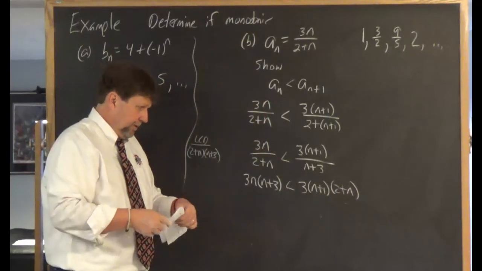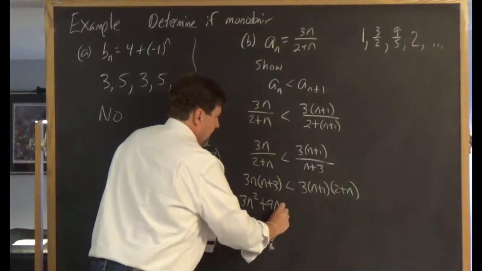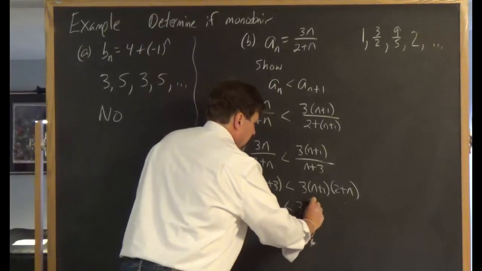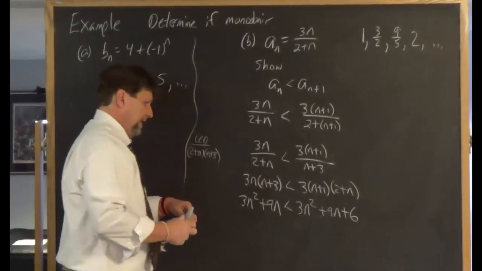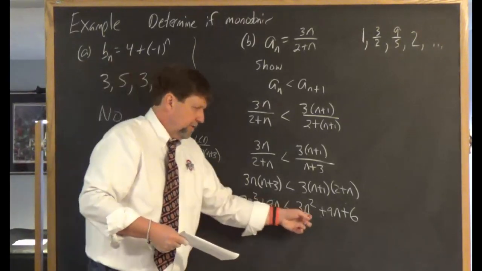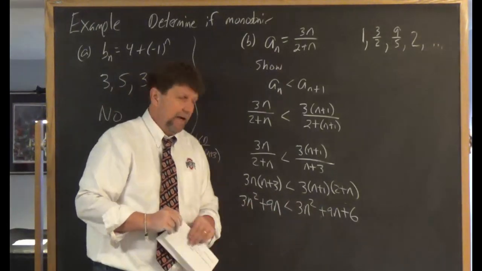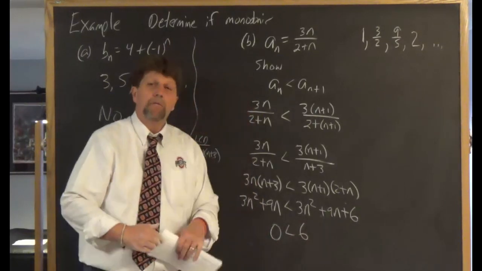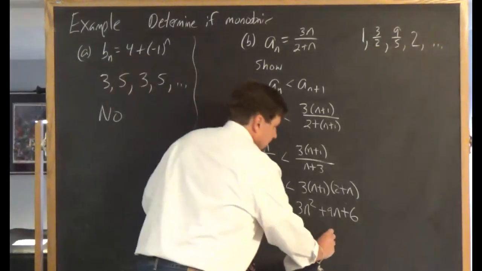Now if you go ahead and multiply this out, you get a 3n squared plus a 9n. Over here, if you multiply all that out, you're going to get a 3n squared plus a 9n plus a 6. My next step would be to subtract 3n squared from both sides of the inequality and to subtract 9n from both sides of the inequality. That gives me 0 is less than 6. Well, hopefully we all believe 0 is less than 6. That is absolutely true.